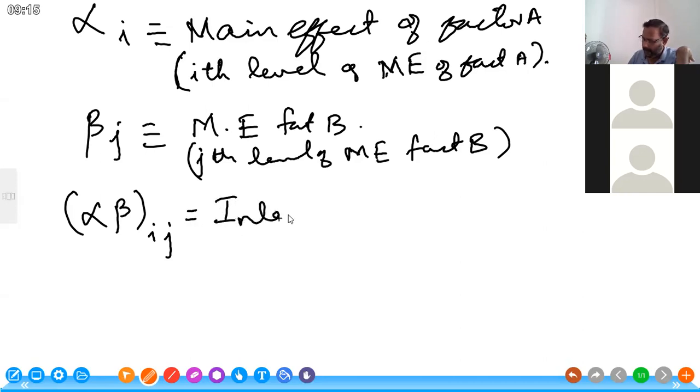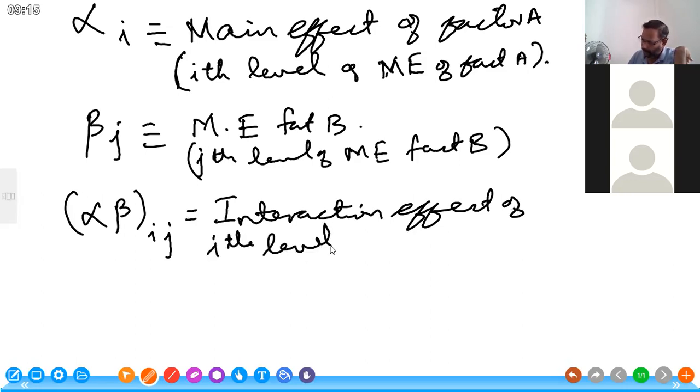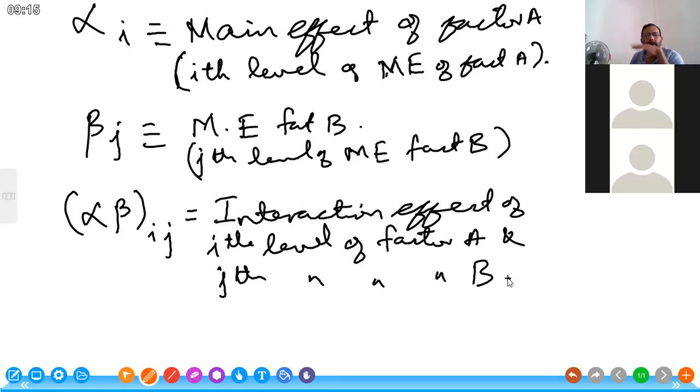Now alpha beta ij. Anyone? Interaction effect of ith level of factor A and jth level of factor B. So if you have defined factor A and B, then you can run without any problem. If anyone has any problem, you can ask.